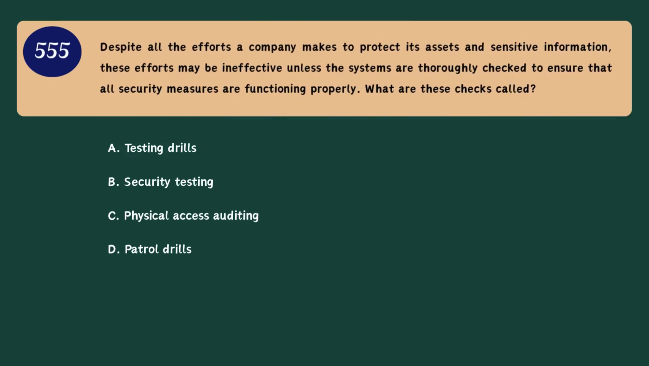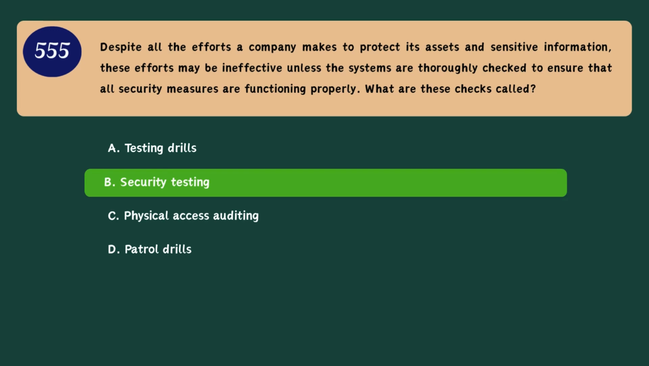Question 555. Despite all the efforts a company makes to protect its assets and sensitive information, these efforts may be ineffective unless the systems are thoroughly checked to ensure that all security measures are functioning properly. What are these checks called? A. Testing drills. B. Security testing. C. Physical access auditing. D. Patrol drills. Correct answer. B. Security testing.